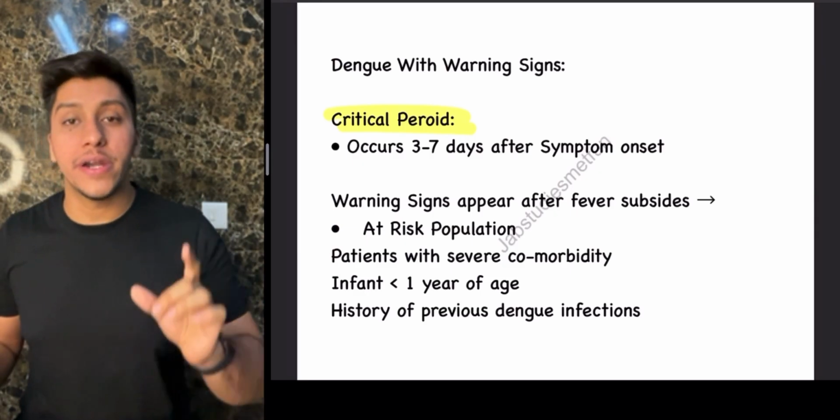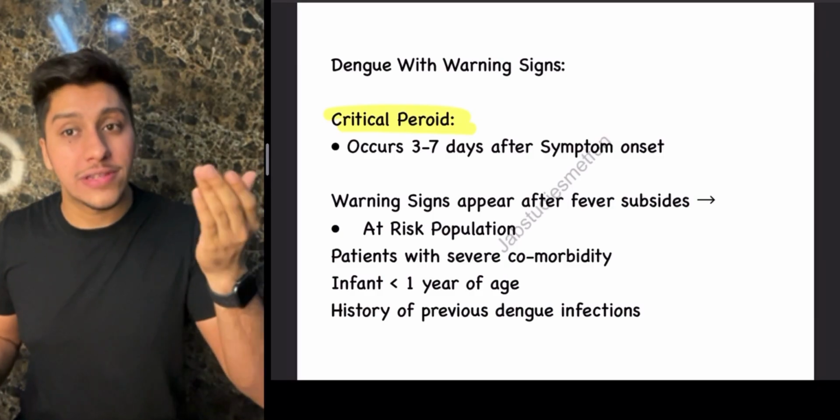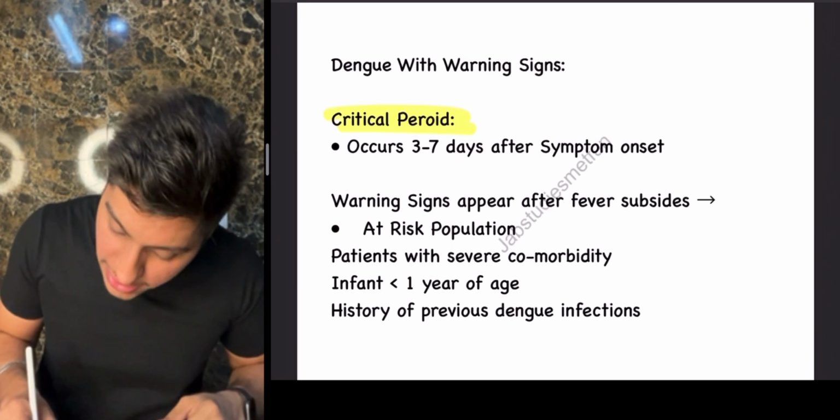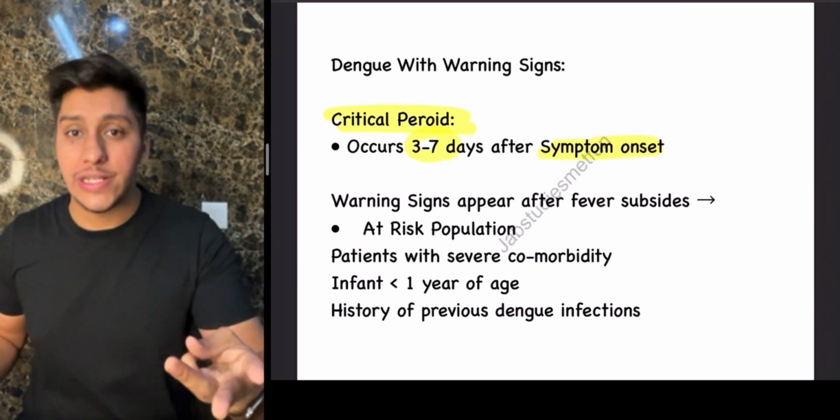Remember, what is the critical period? It is a period at which you get to see the warning signs. When is this? Whenever the fever subsides, or 3 to 7 days after the symptom onset. High grade fever, myalgia, arthralgia, like that.